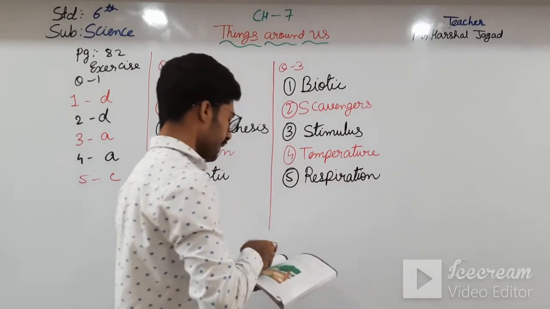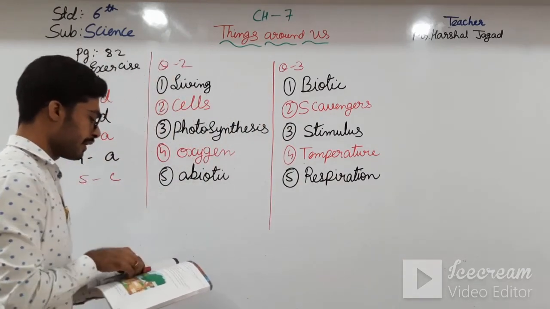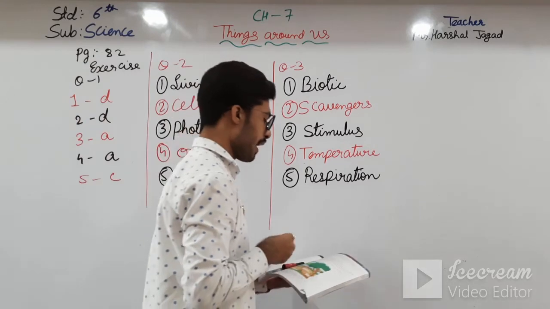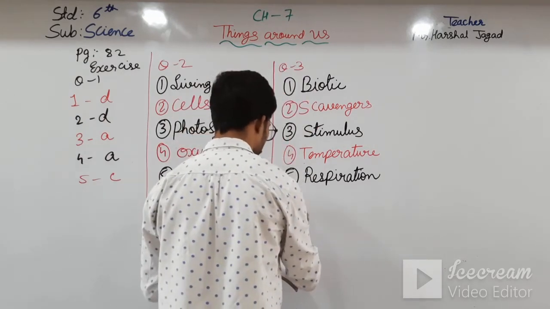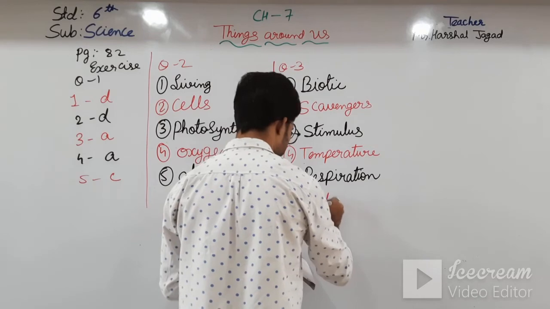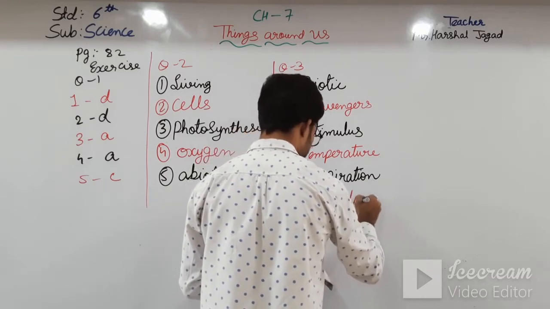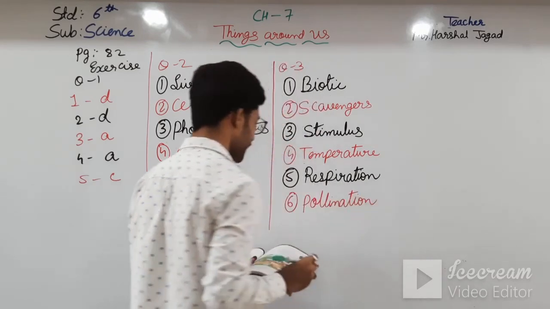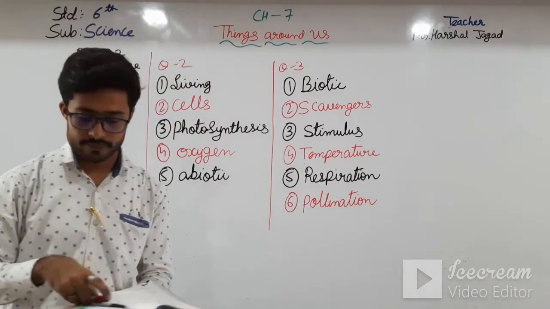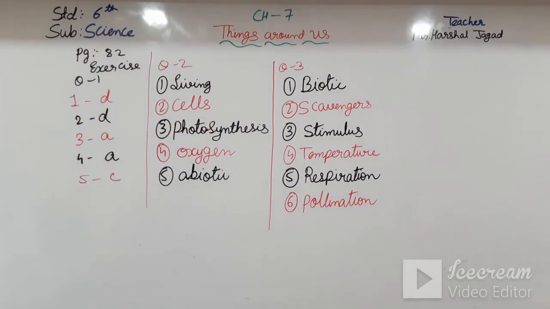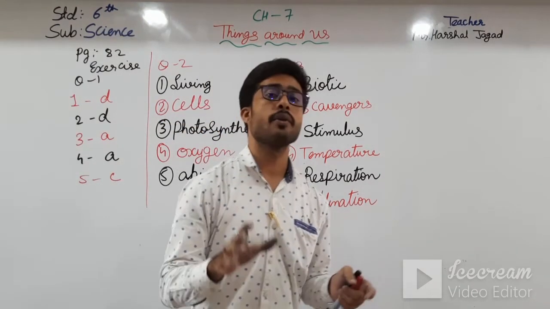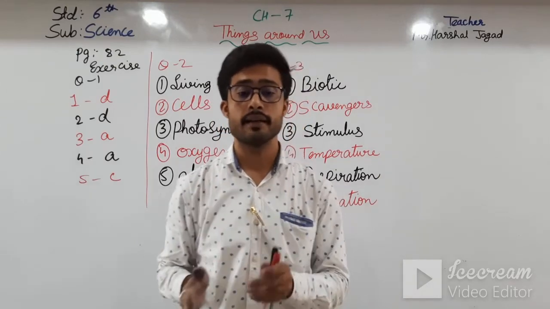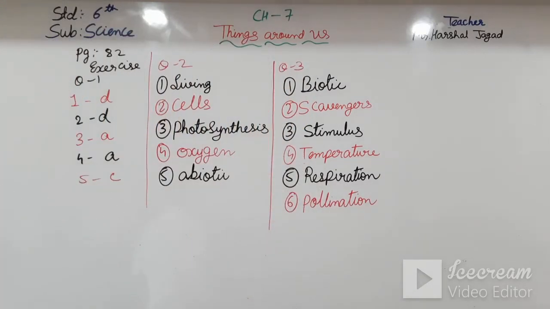Then sixth one, the process by which honeybees help plants to multiply, that is known as pollination. So these are the answers, students, of this chapter number 7. And when you have the science paper, let me check the date when you have the science paper.